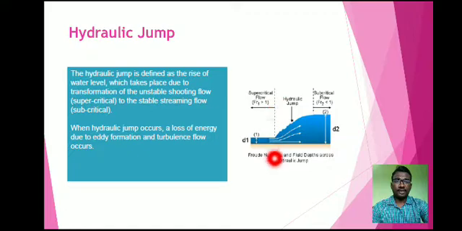Consider this is the figure. We know here will be the supercritical flow, and this zone will be the subcritical flow. In between supercritical and subcritical, we have the hydraulic jump. Some rise is there, and that rise is called hydraulic jump. If you want to calculate the hydraulic jump, we need to know the d1 distance and d2 distance.